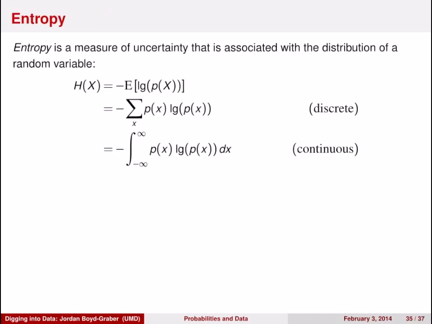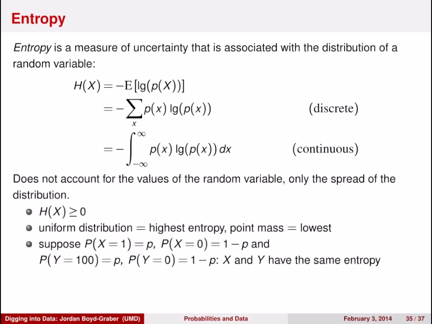Those preliminaries aside, we can now define the entropy function. The entropy function is just the negative expectation of the log of the probability distribution. When we plug that into the definition of entropy, this means that we sum or integrate over every outcome in our event space, and we multiply the probability of the outcome times the log of the probability of the outcome. So notice that this does not account for the values of the random variable at all, only the spread of the distribution. What does the distribution look like? Notice that x is never involved, it's only p of x.